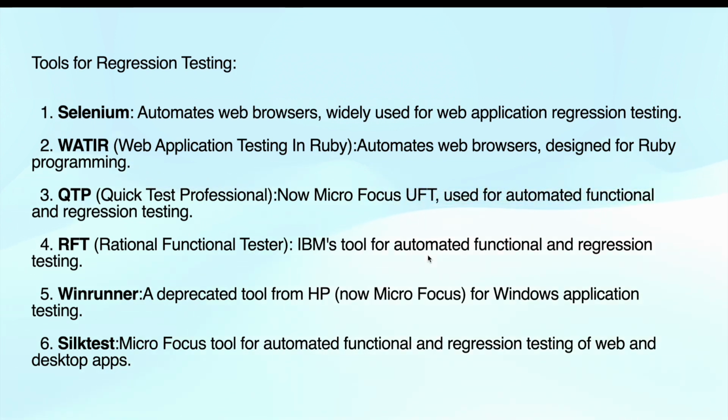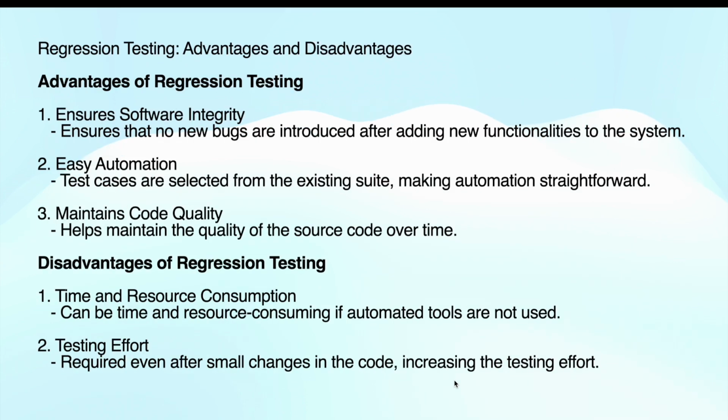Third is Quick Test Professional, now known as Micro Focus UFT. It is used for automated functional testing and regression testing. Next is RFT, Rational Functional Tester, a tool from IBM for automated functional and regression testing of software applications. Next is WinRunner, a deprecated tool from HP, now Micro Focus, for automated functional and regression testing of Windows applications. Next is SilkTest, a tool from Micro Focus for automated functional and regression testing of web and desktop applications.